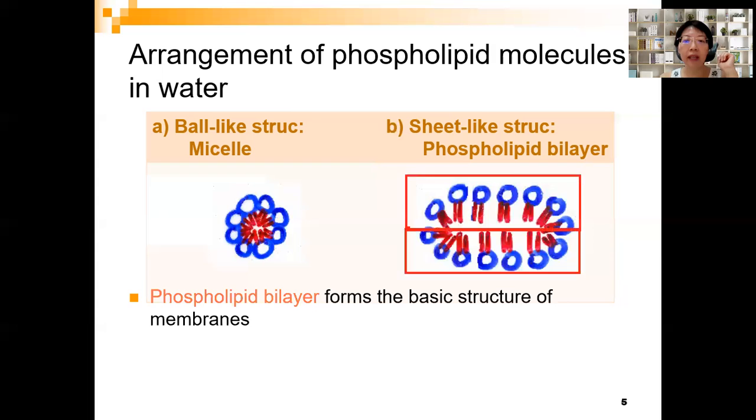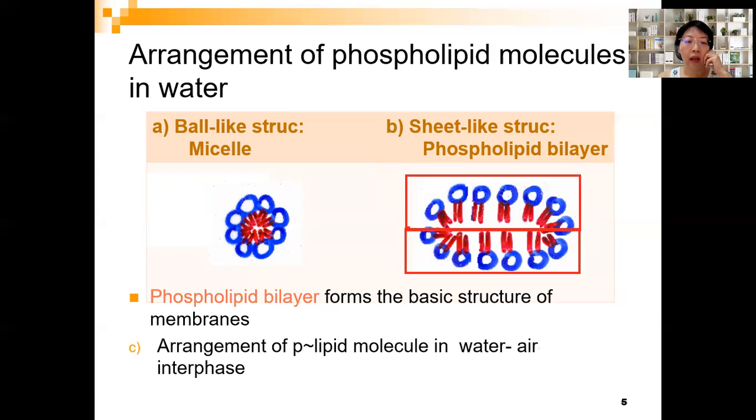So the phospholipid bilayer forms the basic structure of all the membranes of the cell and inside the cell. And okay, there's another arrangement of phospholipid molecules in the water-air interface. In the water-air interface, what do you think the phospholipid molecule will look like? It's very, very interesting. It looks like this. The head will be immersed in water, but the two tails will be pointing towards the sky.